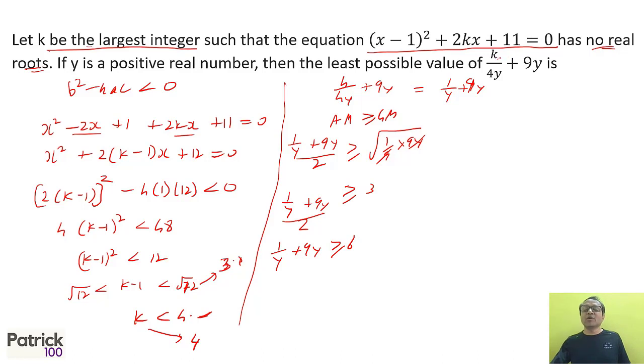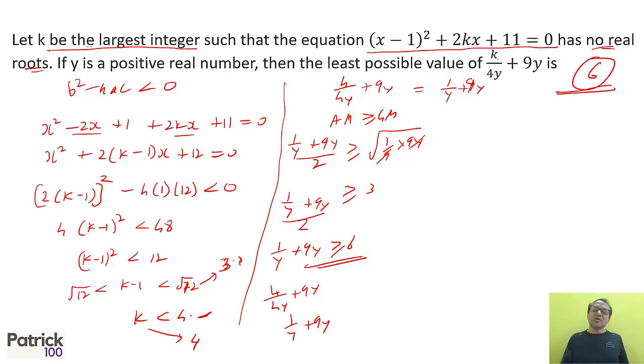That's what we want. K is 4, remember. So we want k upon 4y, that means 4 upon 4y plus 9y, which is 1 upon y plus 9y, is more than or equal to 6. That means for y a real positive value, the least possible value of this will be 6. More than or equal to 6, so the least possible value will be 6. You get the answer.